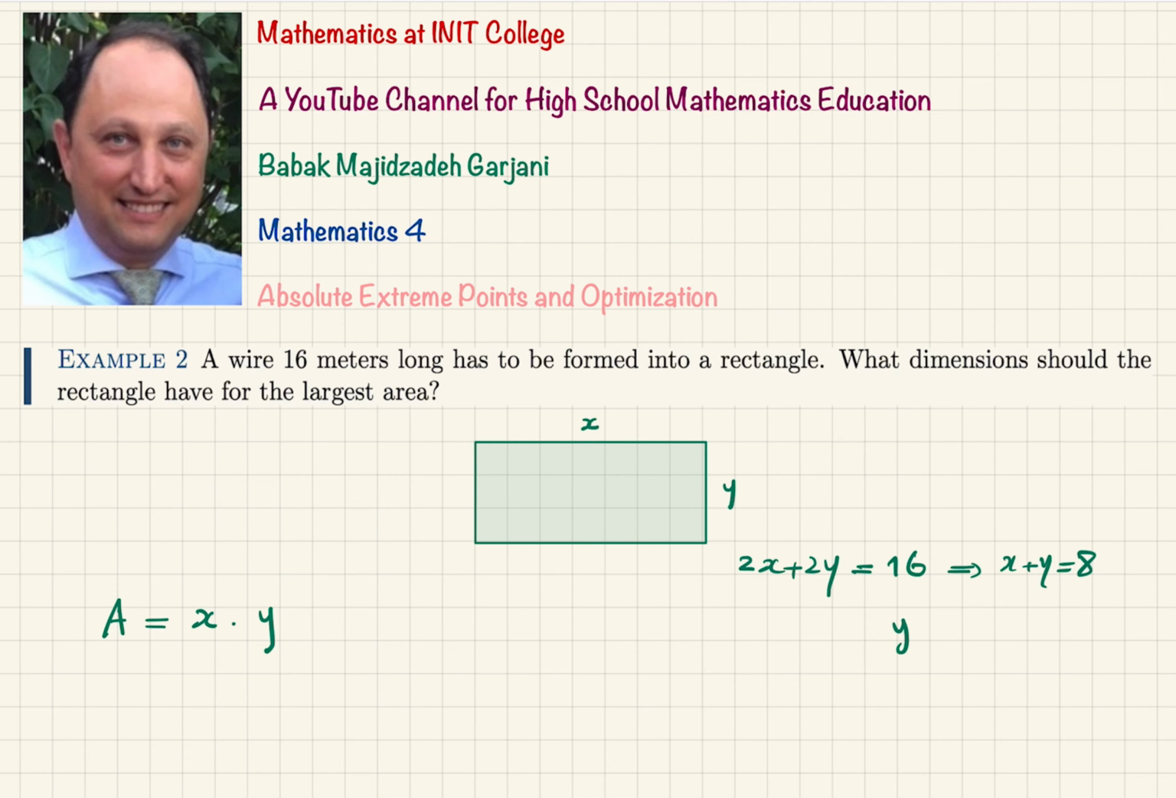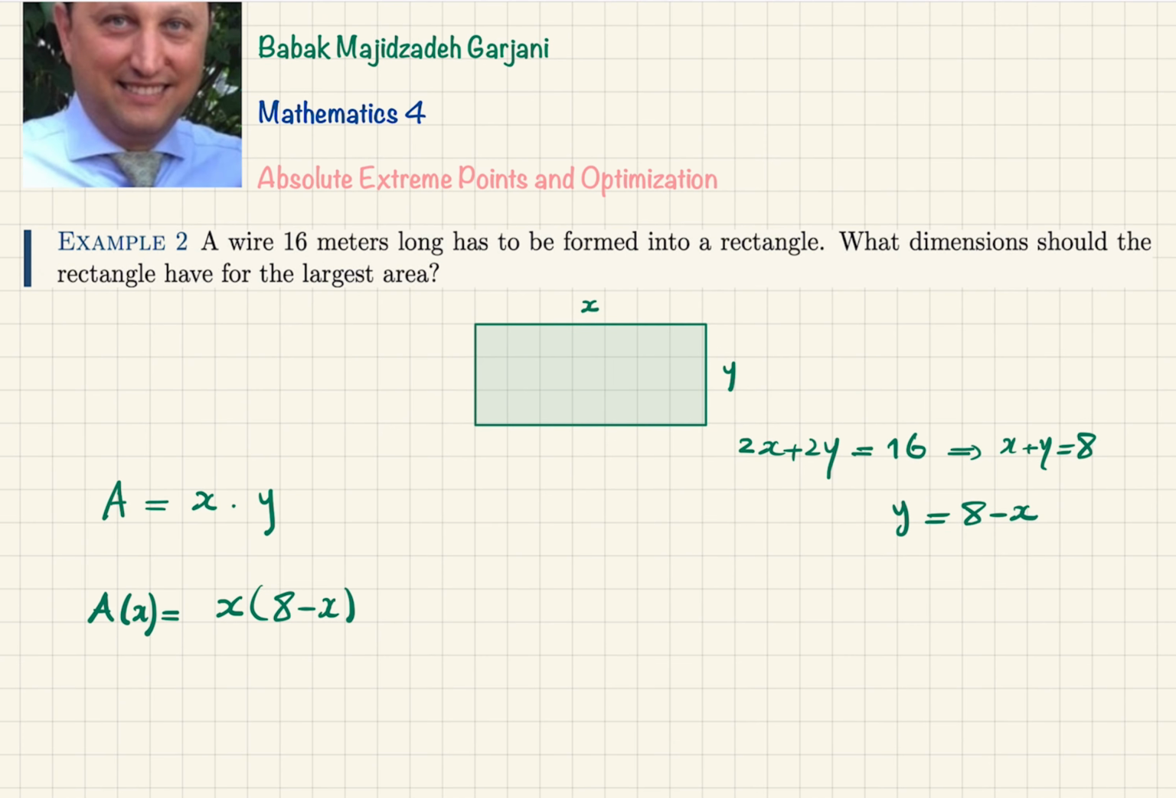Usually let us eliminate y, so this becomes 8 minus x. So I can write the function A that I am looking to maximize as x times (8 minus x). Now I can safely write A as a function of x. So that is the function of interest. I want to maximize this function. But is there any limitation? Limitation here means interval. Is there any interval that my variable can run through?